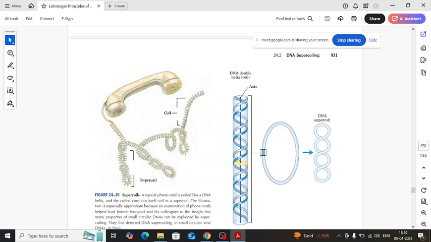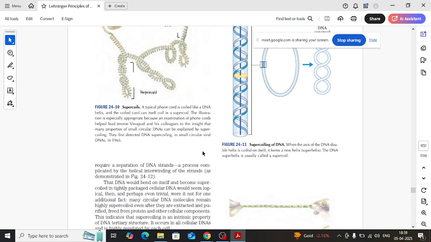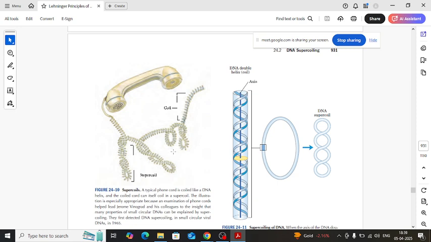That means one strand of the DNA will cross the other strand. For example, here, here, and here, the second strand of the DNA is crossing the first strand, right? So that is called supercoiling. Here also, that is called supercoiling.